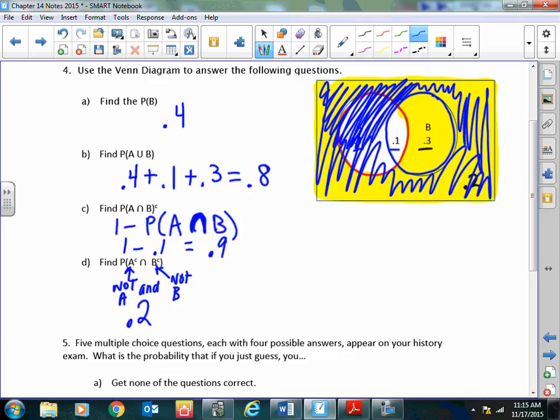Okay, and what does it tell me that I want of those two places? I want the intersection of not A and not B. Where is the intersection, the two colors? On that outside edge is the yellow and blue. So that's the 0.2. Okay? All right, there's the picture version.